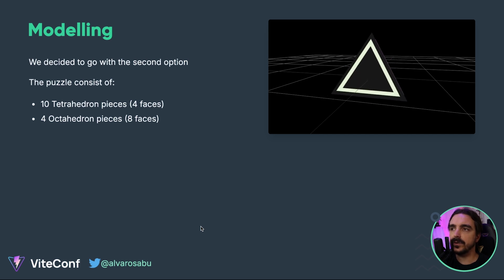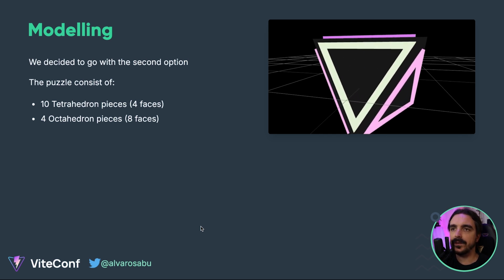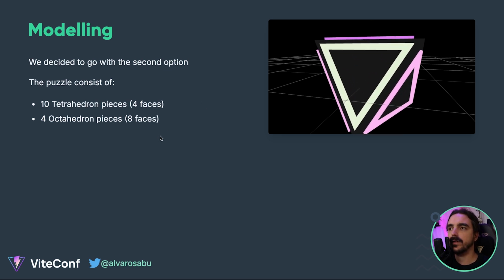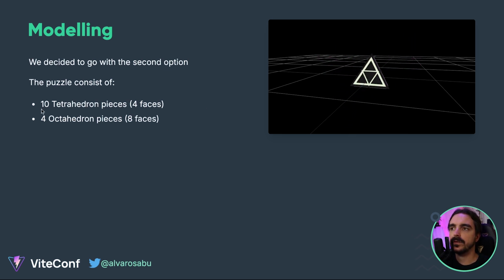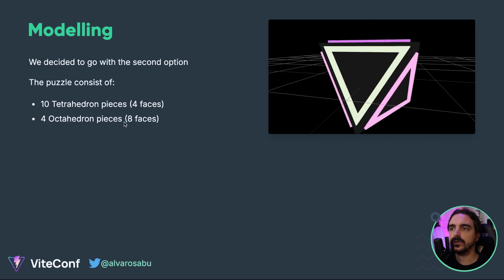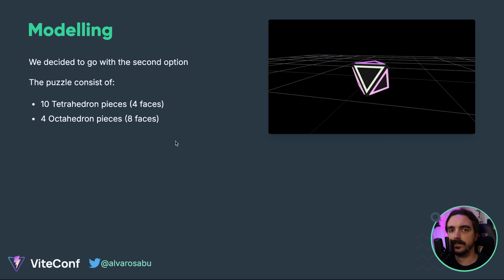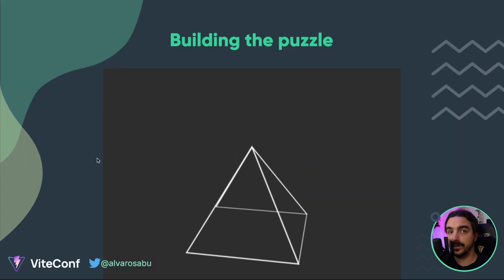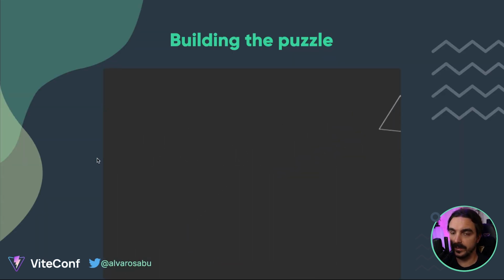So we decided to create one octahedron, which is this one, and one tetrahedron. So the pyramid itself is made of 10 of these, which are the ones with 4 faces, and 4 octahedron pieces, which are the 8-faced geometry. So the next step was to build the puzzle itself in the 3D scene.